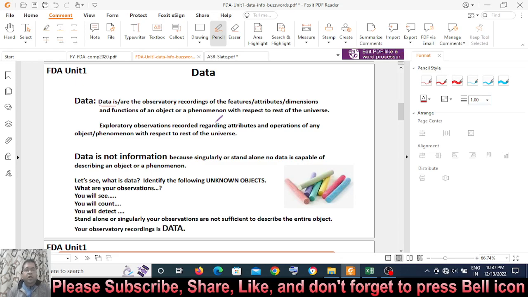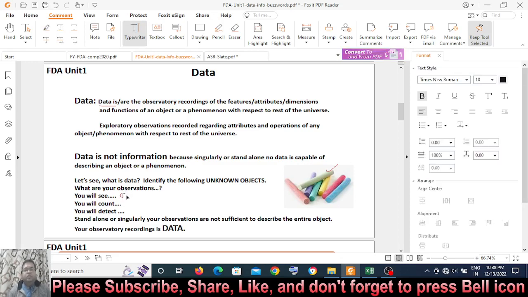Now let's see what is data once again. Identify the following unknown objects. Here we have this drawing, these photos of some unknown objects. We don't know what these objects are exactly. So what are your observations here? The first thing that you see is color.